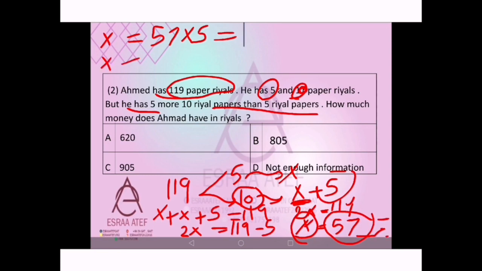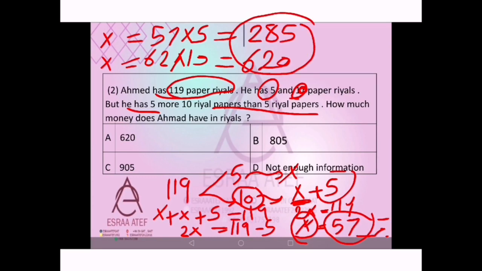So the tens are 62 times 10. Okay, 62 times 10, which is 620, which equals 285. Okay, and then we add them to each other to get all of them, which means 905. So the answer will be 905.